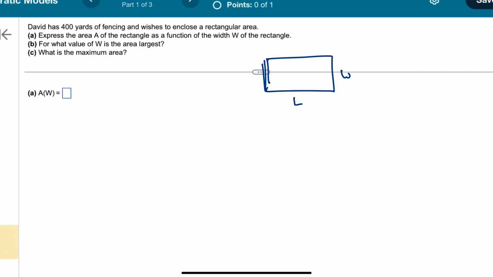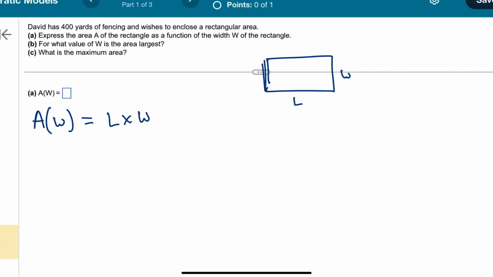Let's make this fast. So this is a three-parter question, right? You're basically trying to make a rectangular fence out of 400 yards of fencing. So you want to put 400 yards of fencing around here, but you need to figure out what your width and what your length of this fence is. The first question is asking you to express the area as a function of W. What that means is, well, area of this rectangle is length times width. That's what you learn in algebra.